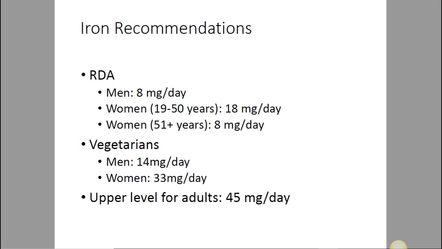In terms of recommendations, you won't be asked specifics, but do make note that women from the ages of about 19 to 50 years old require quite a bit more than men or women older than this age. And this has to do with loss of iron in the blood when women are menstruating. So during the period when they menstruate, roughly from about 19 to 50 years old, those needs are significantly increased.